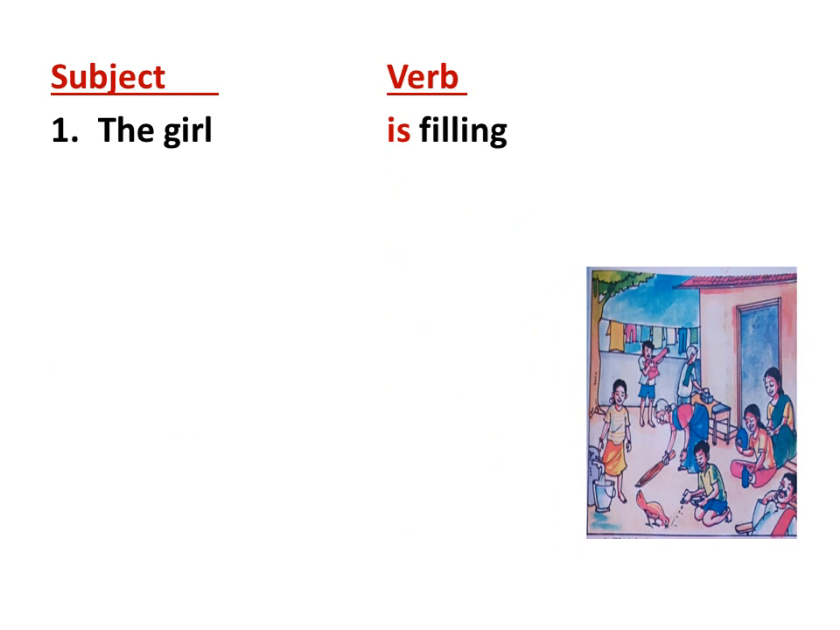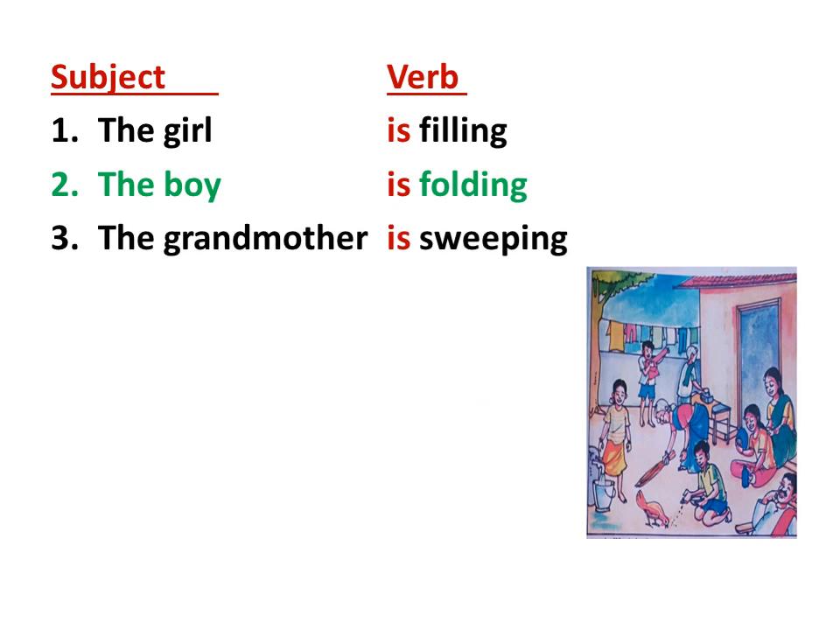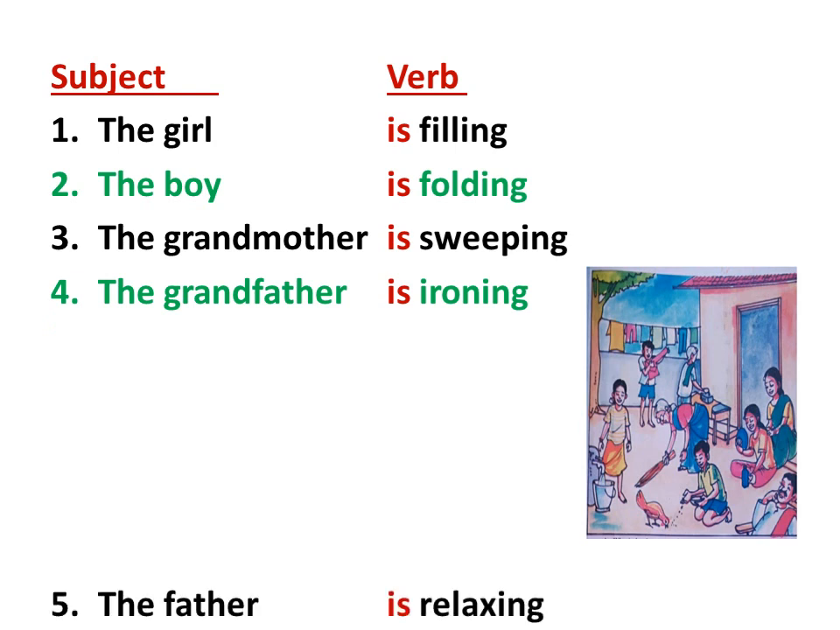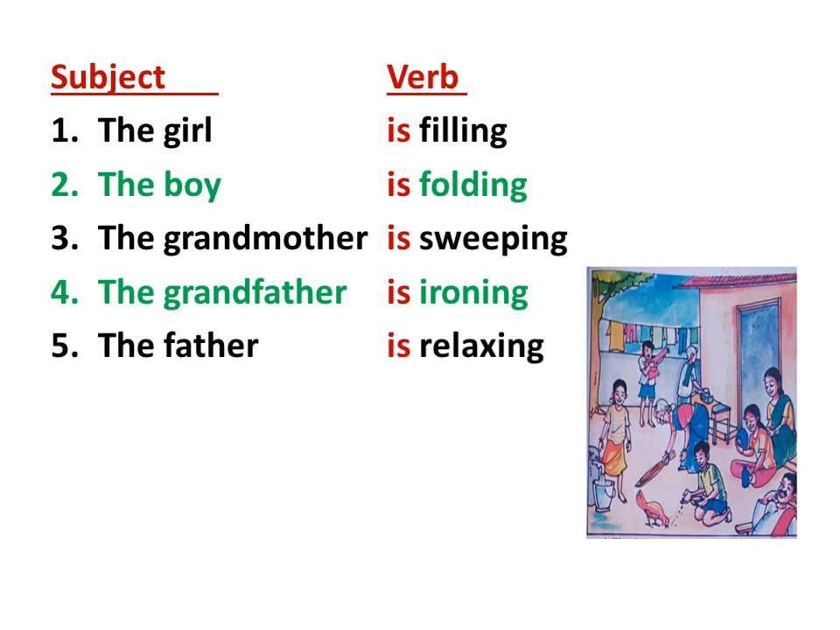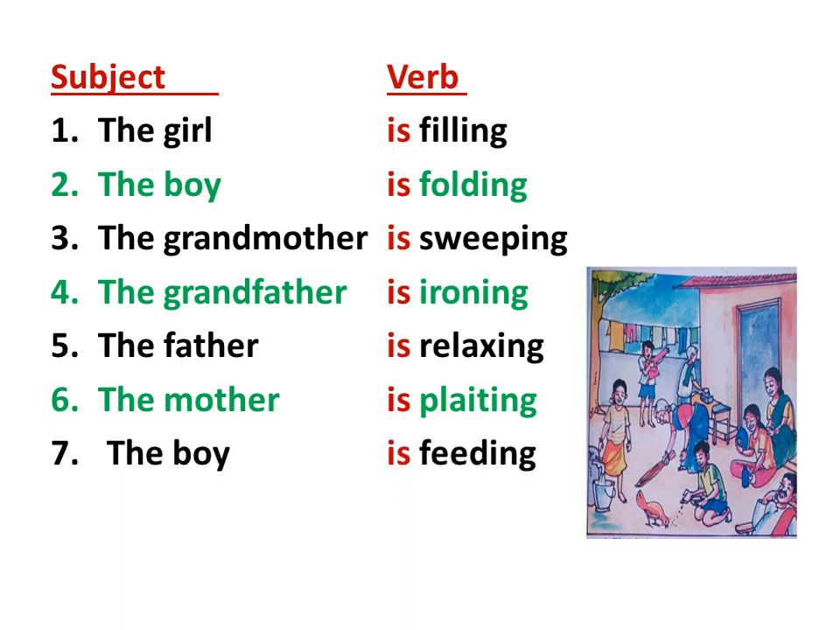The girl is filling. The boy is folding. The grandmother is sweeping. The grandfather is ironing. The father is relaxing. The mother is plaiting. The boy is feeding. The girl is looking. Okay? So, these are some basic sentences which we made up using only subject and verb without using the object.